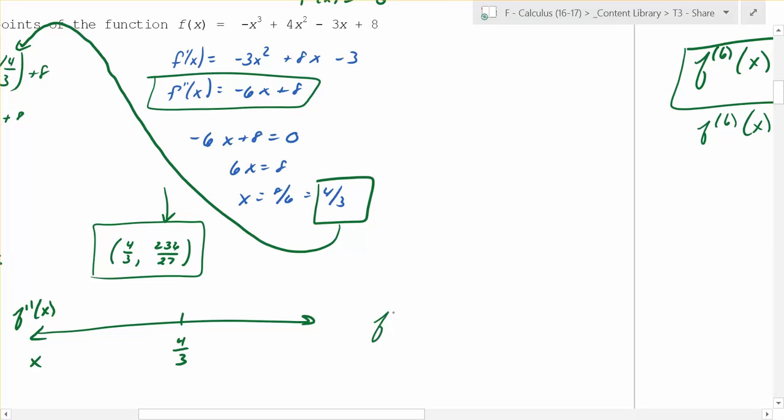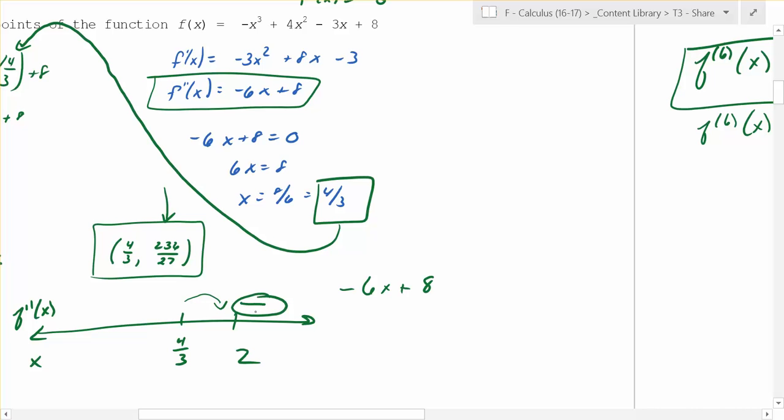What's the original function? F of x, what is, the second derivative is easy on this one. This one's totally easy. It's negative 6x plus 8 is the second derivative. What's a really nice number to the right of 4/3? Well, no, to the right. 2? Plug in 2, what do you get? Is it negative or positive?